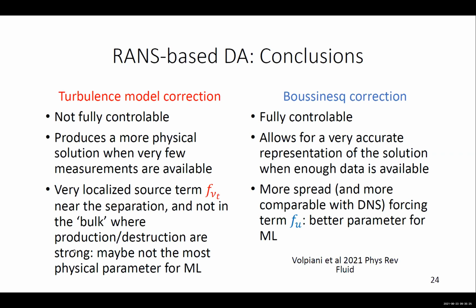However, we believe that since the forcing term coming from it is very localized, it should be hard to model. So if we were to apply machine learning to this forcing term, since it's very localized, it would probably be harder than the Boussinesq correction, which is fully controllable. That one allows for a very accurate representation of the solution when we have enough data. And this parameter tends to be more spread in space and very close to the DNS parameter, which is good for machine learning, I believe.